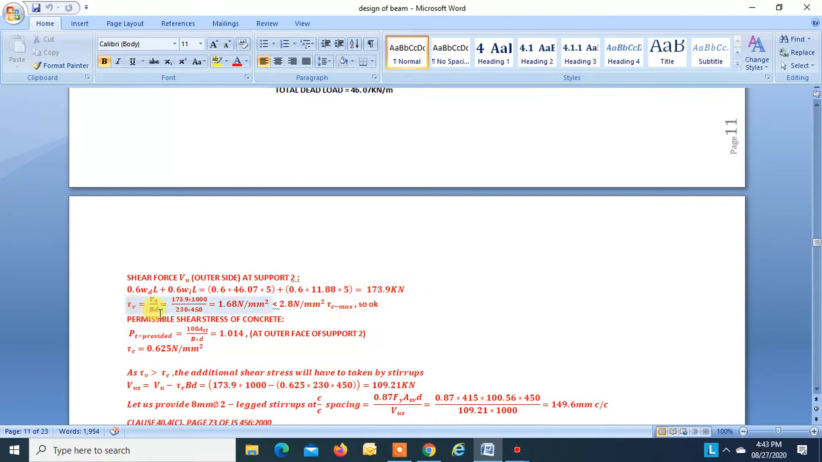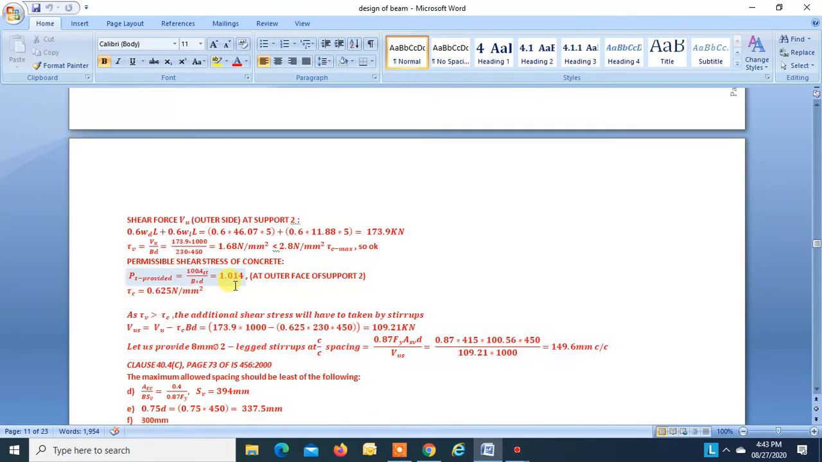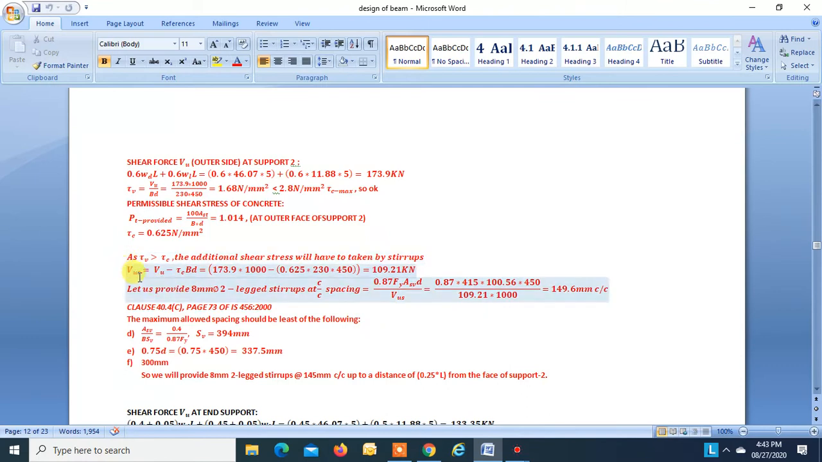Nominal shear stress we get as 1.68, less than tau c max. Now our PT at support is 1.014 at the outer face of support 2, and corresponding tau c is 0.625. Now tau v is greater than tau c, so additional shear stress will have to be taken by stirrups. So Vus, the shear force to be taken by the stirrups, is found to be 109.2. Again we are using 8 mm 2-leg stirrups, finding the spacing. So we get 149.6 mm center to center.